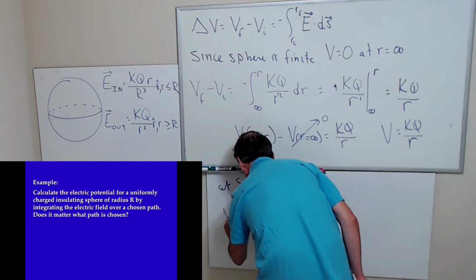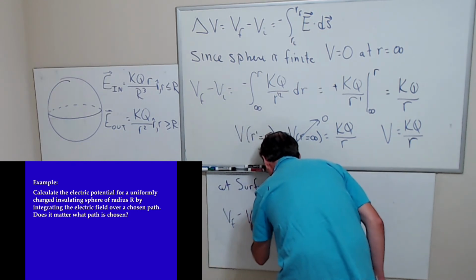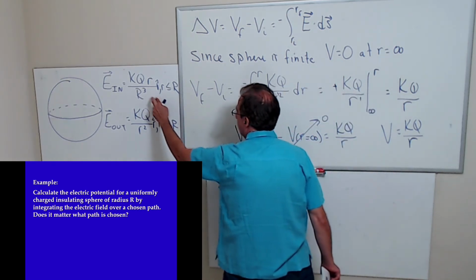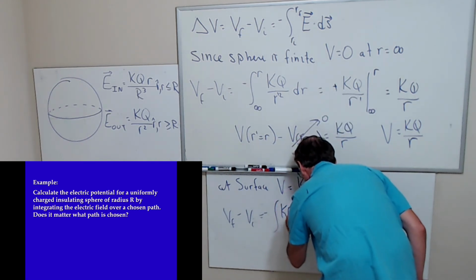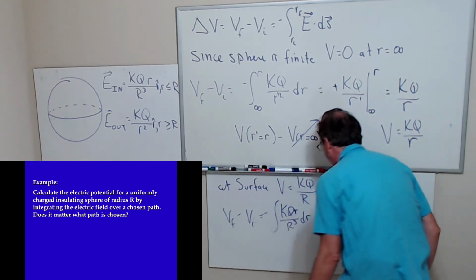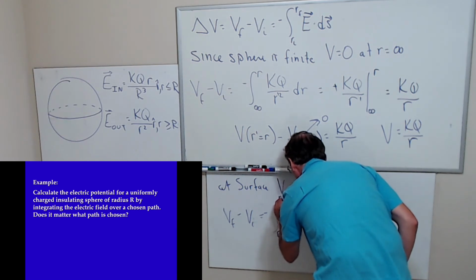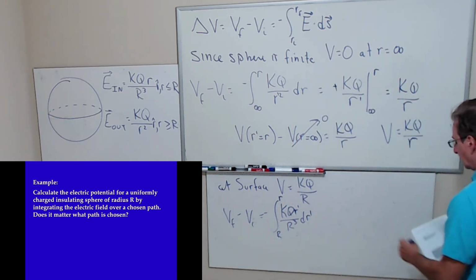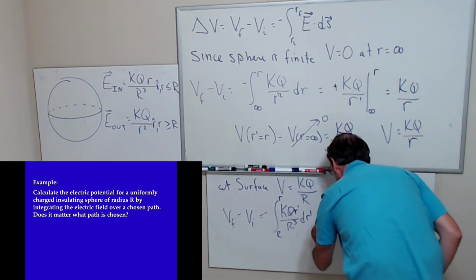So I'm going to do V final minus V initial equals minus the integral of the electric field. This time I'm integrating the inside expression because I'm inside the sphere. Again, I'm integrating radially. And I'm going to call these primes again. Now when I integrate this, what am I going to get?